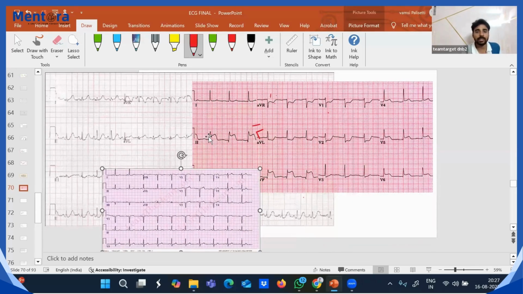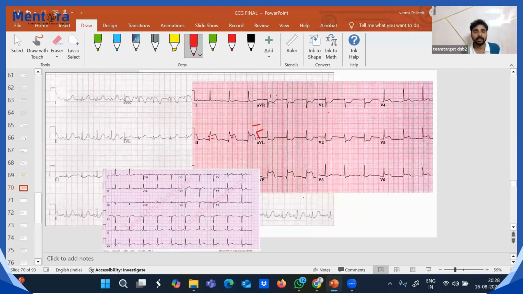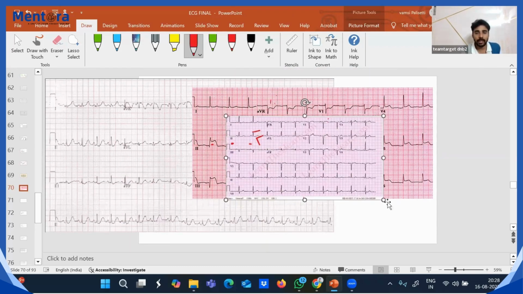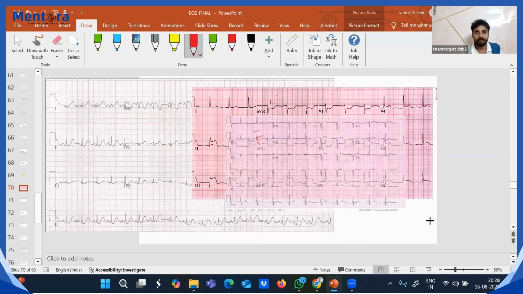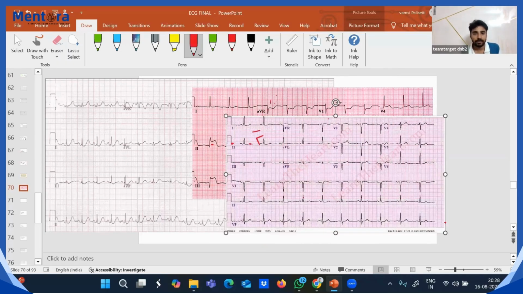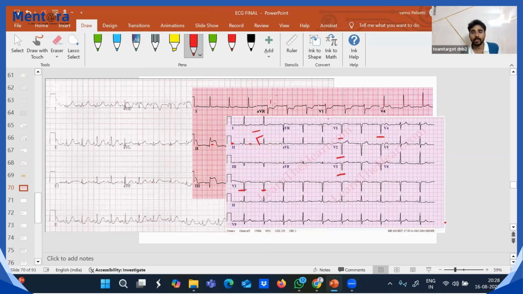See this, then you have ST elevations. This is ST elevation. Your ST elevation is there. Then you can see this is the chronic MI. You can see the Q waves, pathological Q waves. In V1, Q waves, Q waves. Clear? So by seeing the ECG, you have to know whether it is hyperacute, acute, chronic, or subacute.